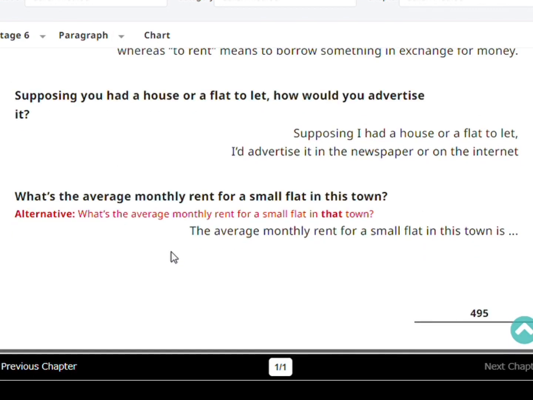Supposing you had a house or a flat to let, how would you advertise it?